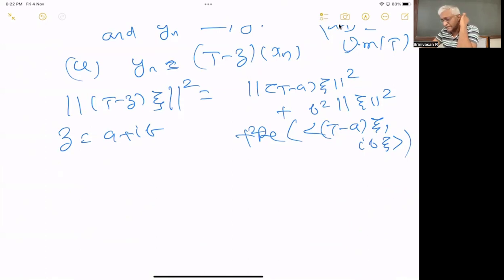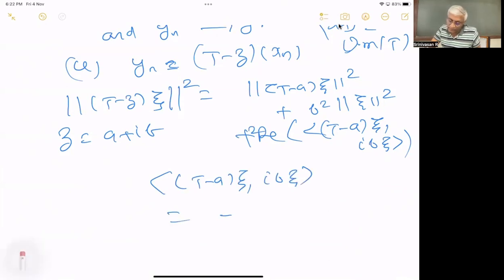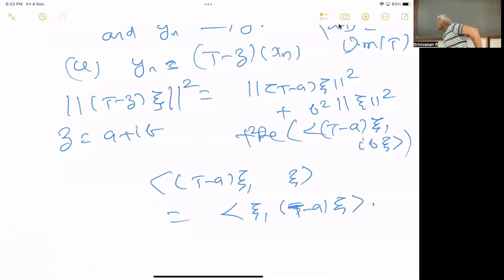This part, there is no real part. This itself is 0. That is t minus a xi, ib xi, which is equal to minus ib. I can take it out. Forget about i and b, this is true, i is just a number, you can just take it out, times xi into t minus a xi. Okay, this is real, so that will be purely imaginary. Real part is 0. So this is equal to 0.